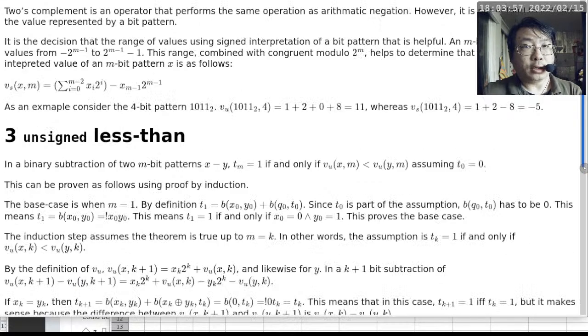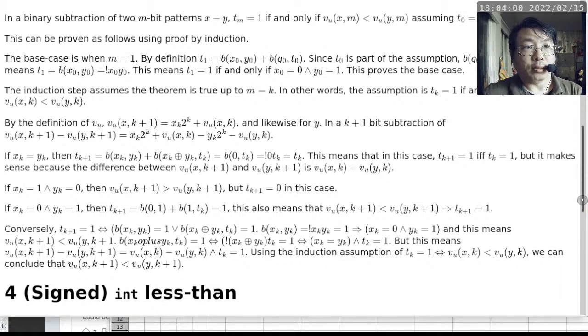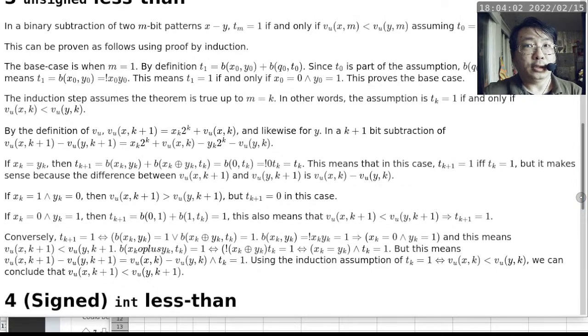So now we're going to go back to kind of beat a dead horse, because we kind of beat on this one last week already. We want to find out, how do we know after a subtraction that the minuend is less than the subtrahend? So in a binary subtraction of two m-bit patterns, x minus y, tm, which is the borrow bit at bit position m, equals 1 if and only if VU(x)m is less than VU(y)m.